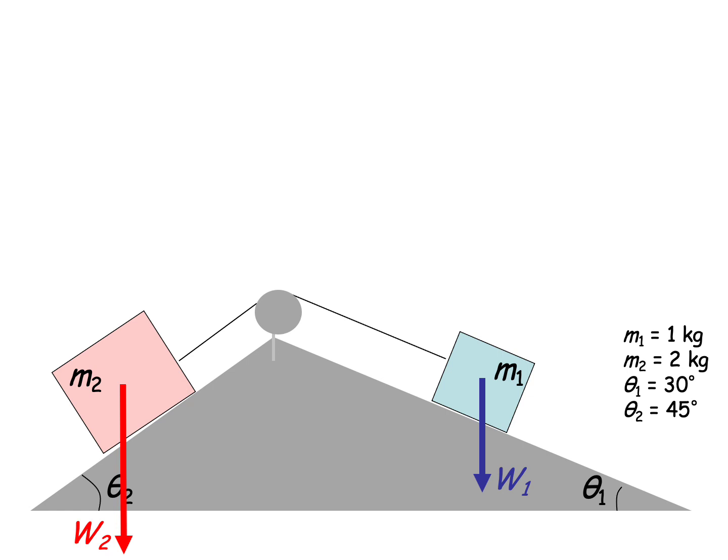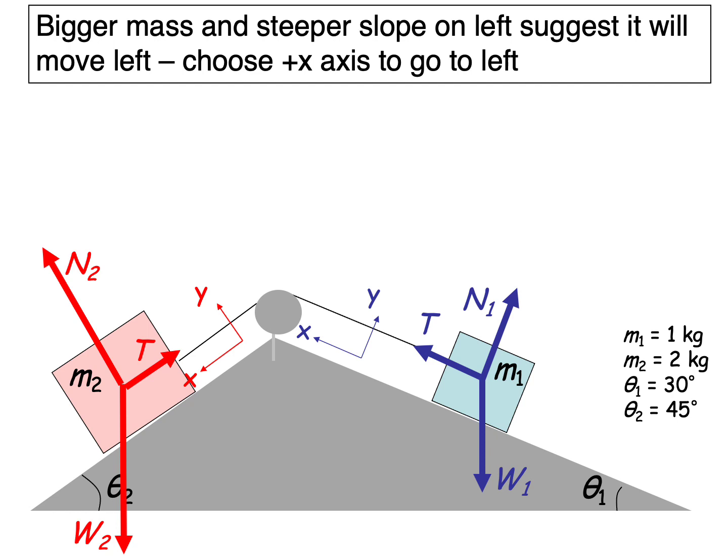Step 2, draw the free body diagrams. The weight is pushing down. The normal forces are pointing perpendicular to their respective surfaces, and the tensions are pulling in opposite directions, up and to the left in the case of the blue box, and up and to the right in the case of the red box. Note that a bigger mass and steeper slope on the left suggests that it will move to the left.